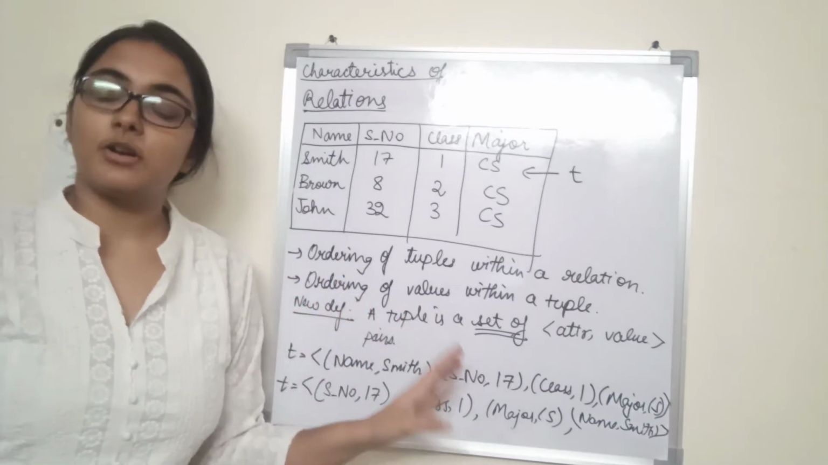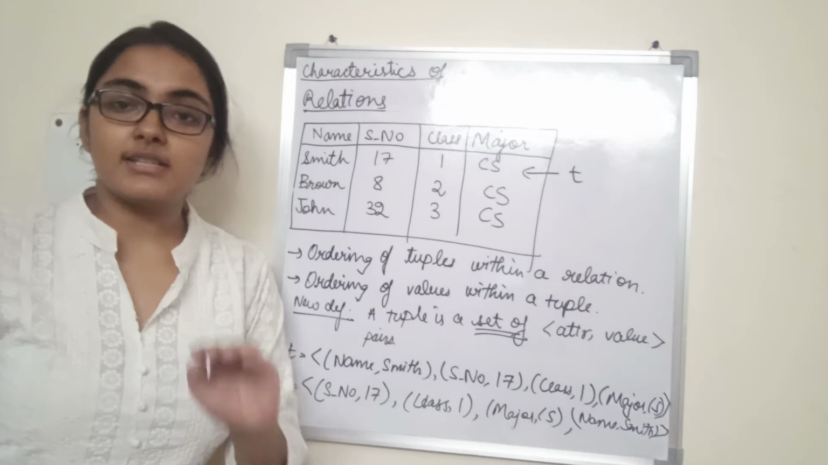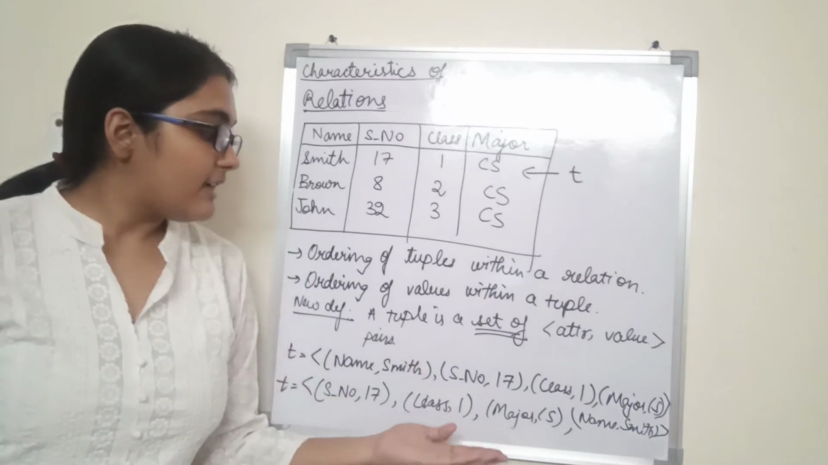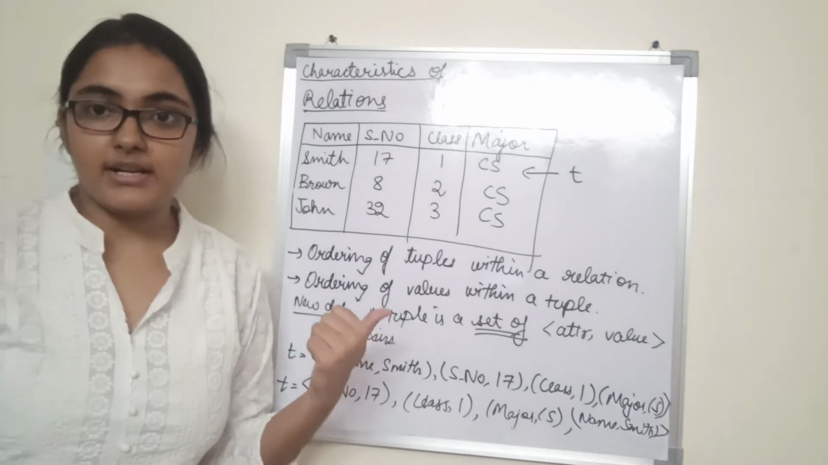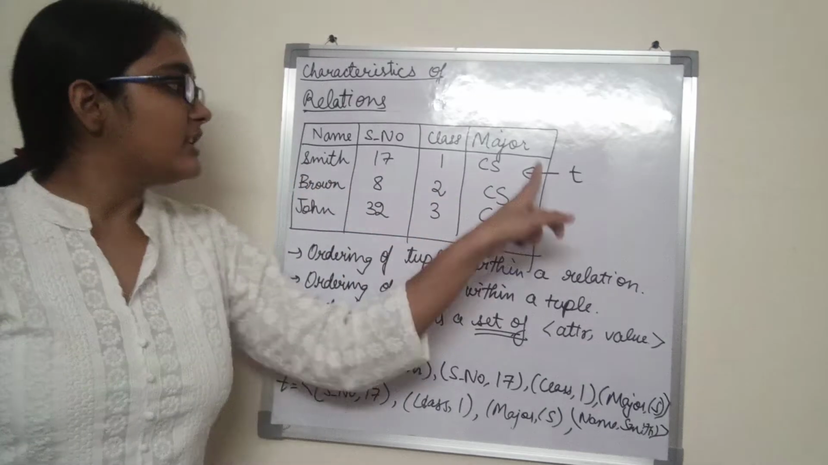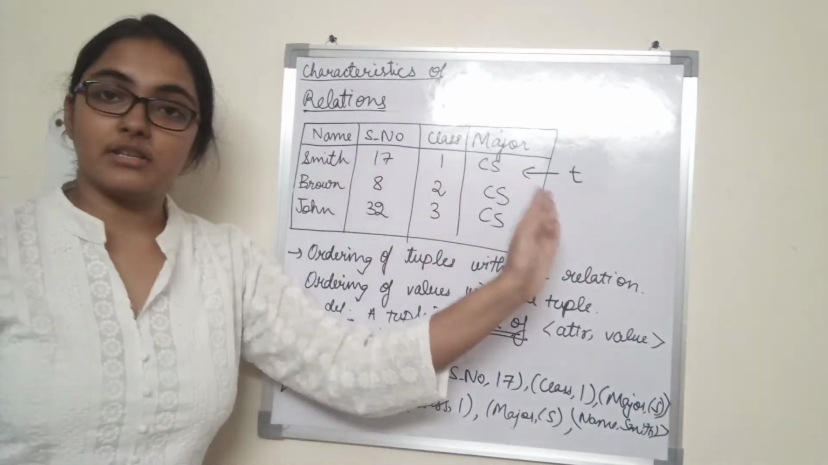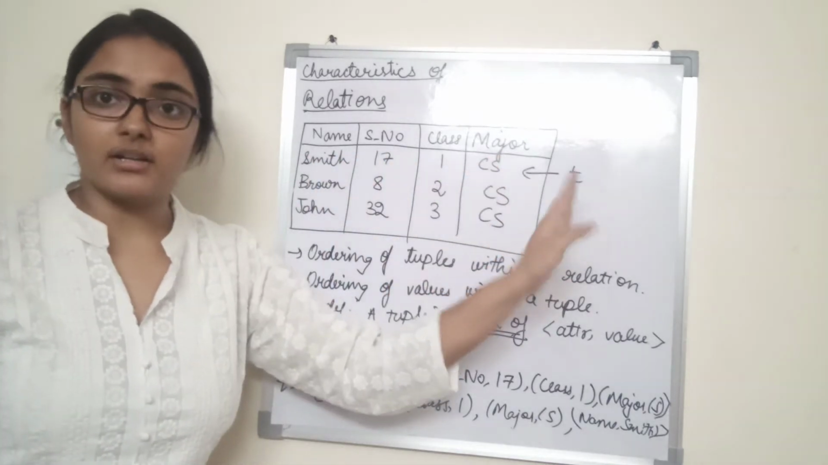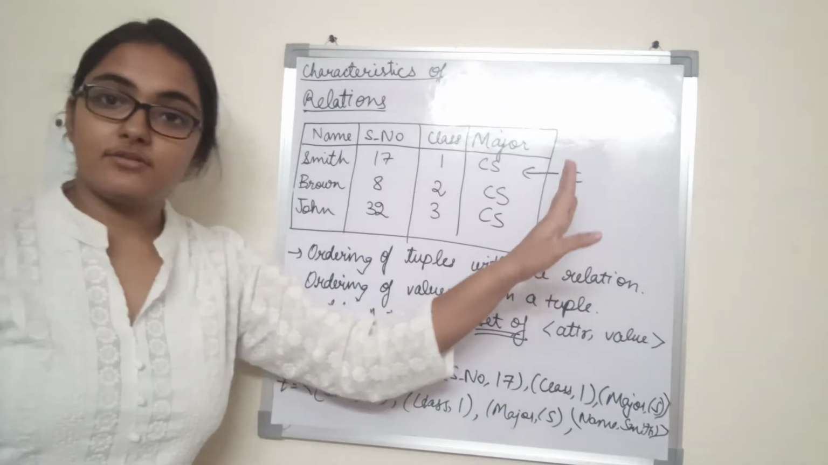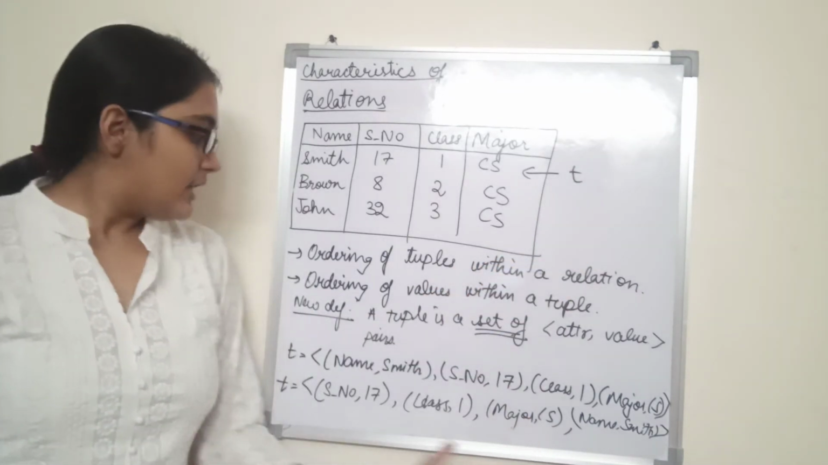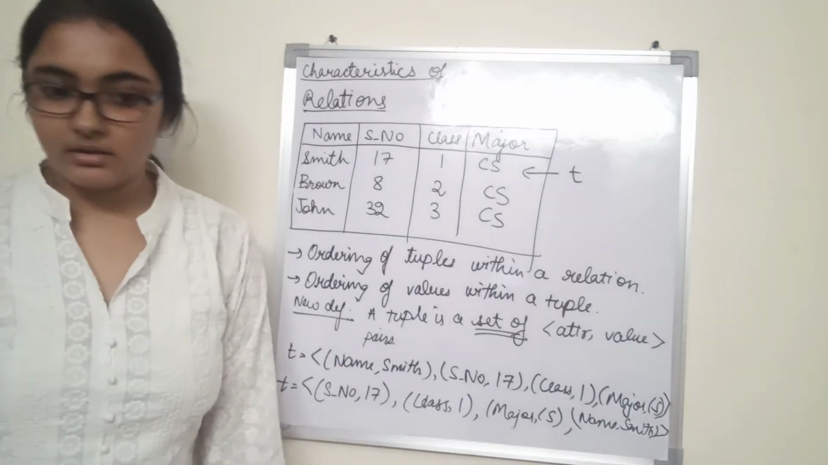Why? Because of simplicity. It will make things simpler, and not for any other reason. So that's why we will restrict ourselves to that particular definition in which the values within a tuple are ordered, that is, we will write the values in a particular order. Okay, so we will restrict ourselves to that definition. This definition is also correct. Now let us talk about the next point.